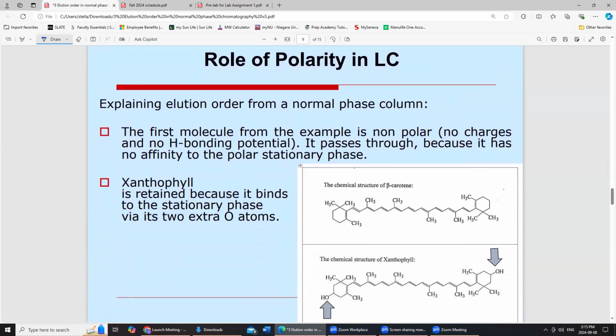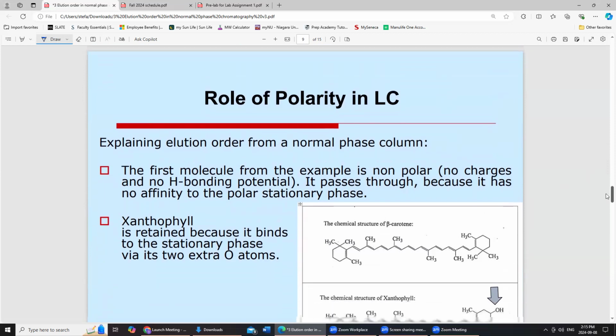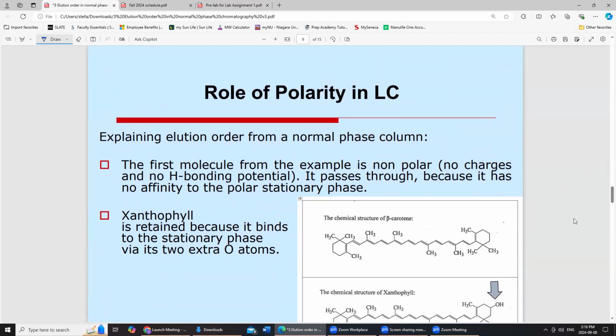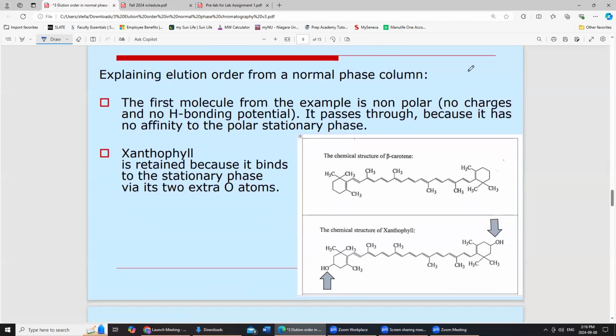So for a normal phase column, we first expect the most non-polar molecule to come off first, right? So let's look at this. No charges, no hydrogen bonding potential from the beta carotene, right? So it has no affinity to the polar stationary phase. It's like dissolves like. It's not like opposites attract in this case. This is a like-dissolves-like situation, right? So the non-polar beta carotene will pass through the column because it has no affinity to the polar stationary phase.